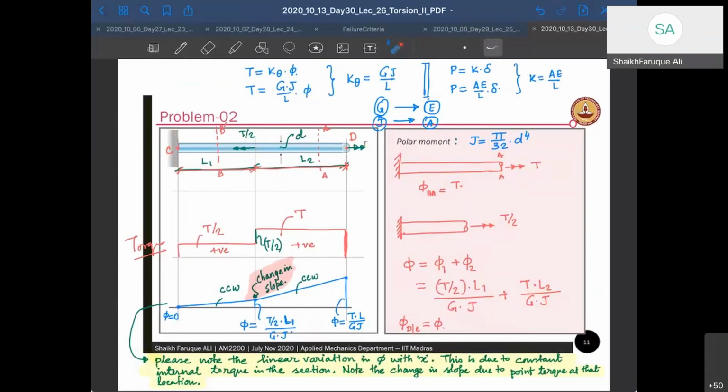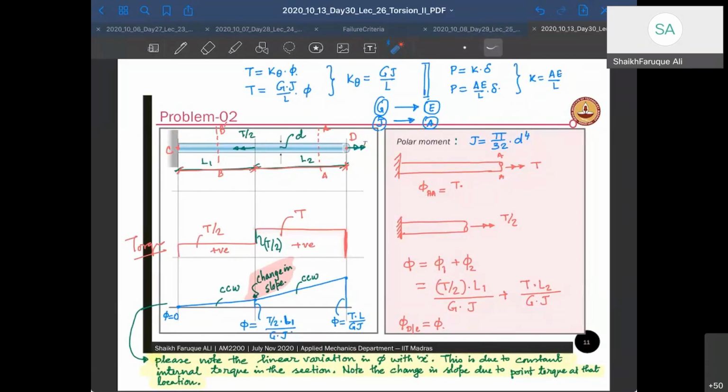Okay. Now we have to draw the internal torque diagrams, right? So if I take a cross section here, AA, what is going to be the internal torque? This is my AA cross section. Internal torque, this is outside T, right? Going out of T, and therefore this is a positive T that is going to apply here. Okay, so this is a positive T.